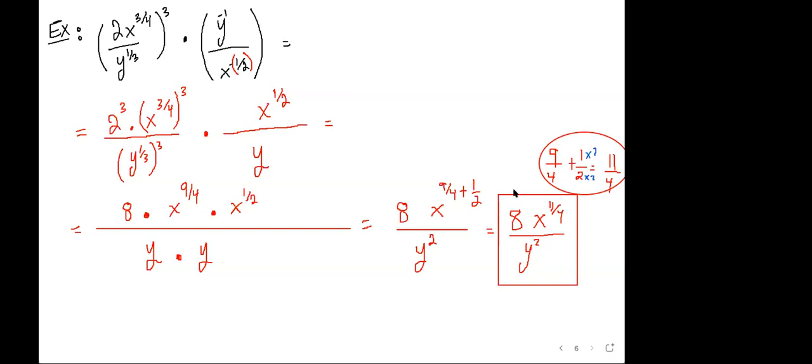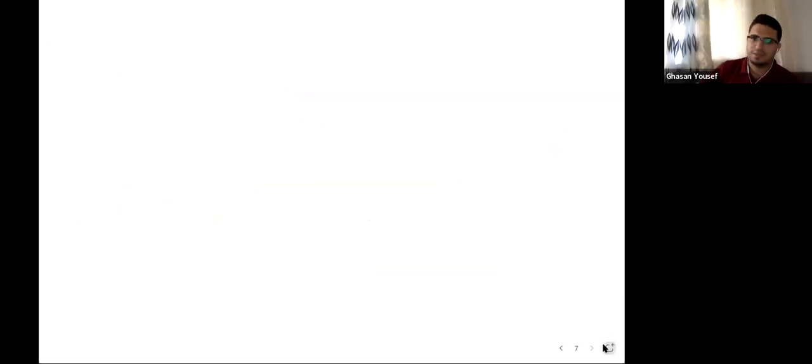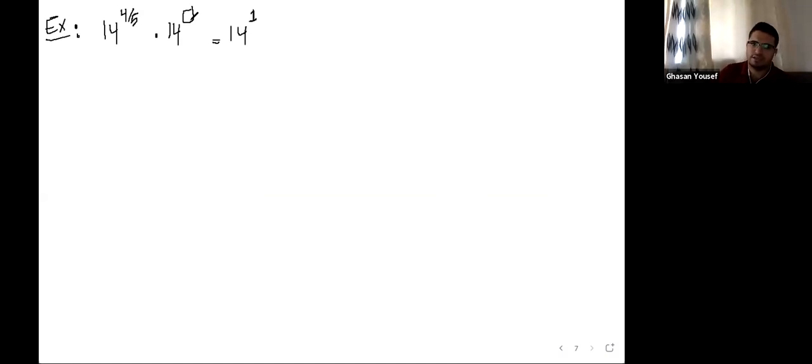So another question in WebAssign. The question is, here for example, 14 to the power 4 over 5 times 14 to the power of an open box like this equals 14 to the power 1. The question is, what is the value I should put inside the box?